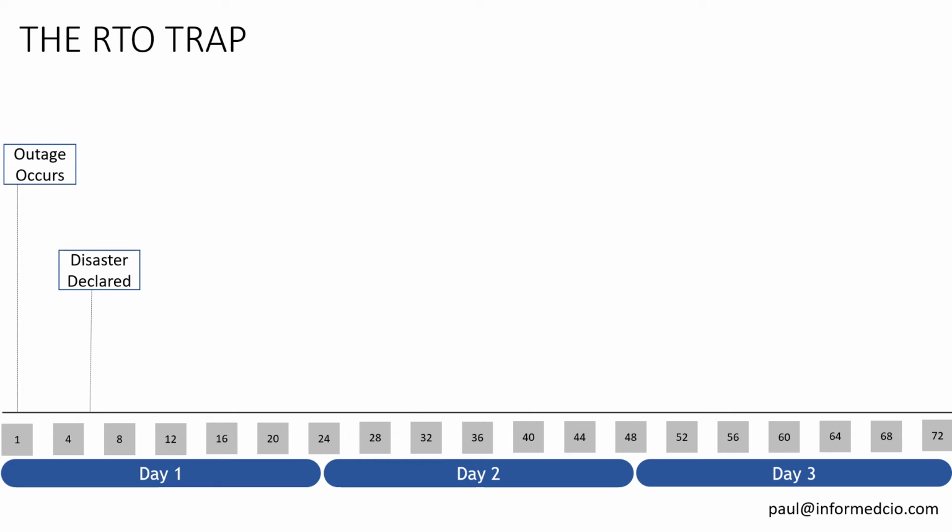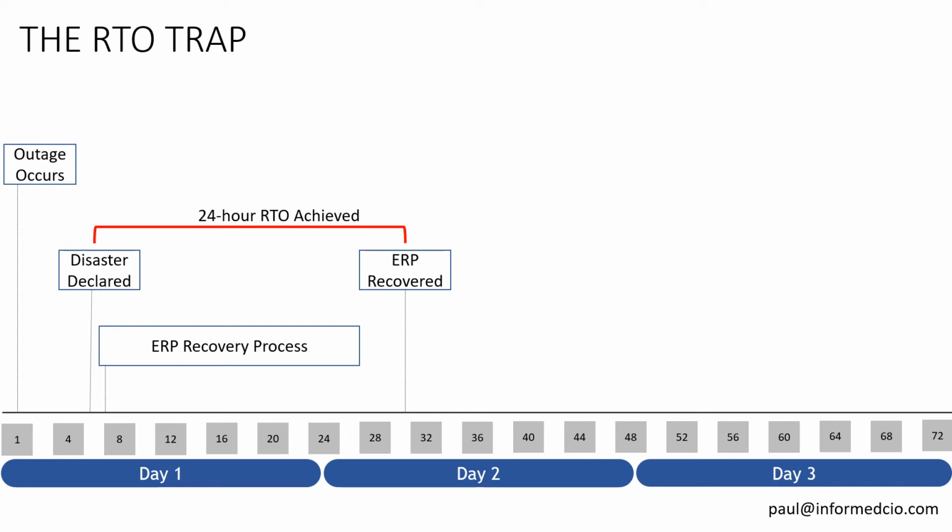So once the disaster is declared, typically the ERP recovery process or the application recovery process begins. In this particular example, I'm using an ERP system. So that process runs for 22, 23 hours. And at the end of that process, the ERP is recovered, and you've achieved that 24-hour RTO that you were trying to get. So everybody starts celebrating, everybody starts popping and drinking the champagne, right?